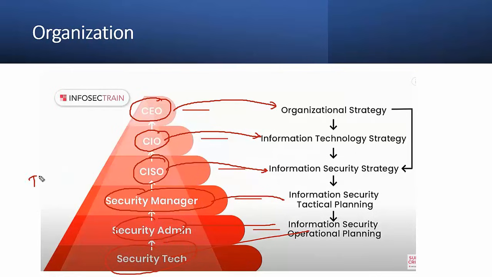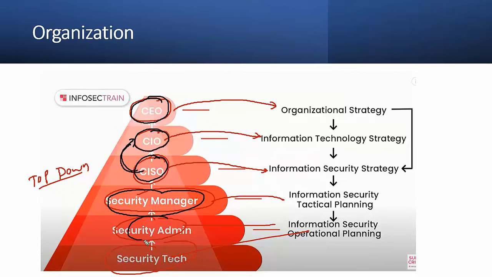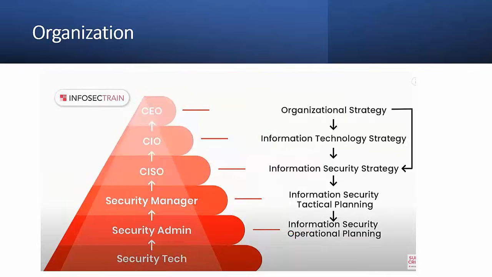Every company follows the top-down approach. The CEO analyzes the value of the business. Based on that, the CIO creates the IT strategy, and the CISO creates the information security strategy to support and secure the IT strategy. Based on that, the security manager creates their plan, then the security administrator creates the operational plan, and the technical staff is the one who implements the plan. That is how the overall hierarchy works in the company.